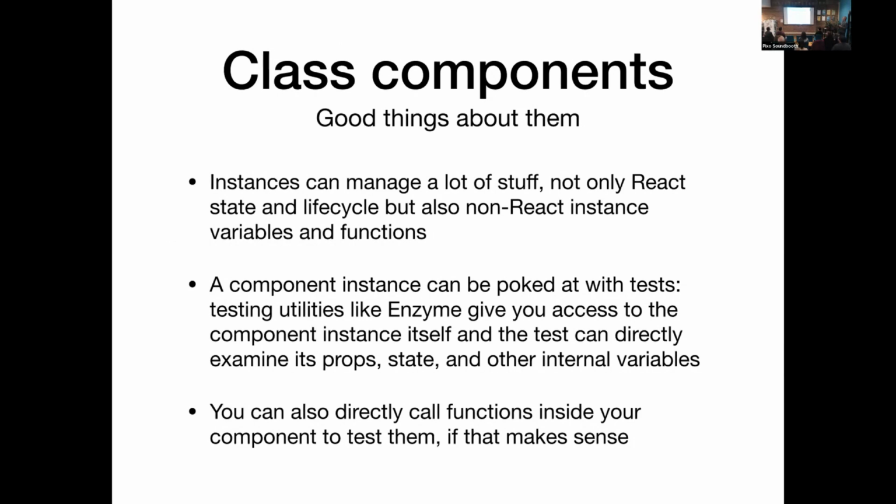So the good things about class components, we were sort of talking about: you can have instance variables, just this.xxx or anything that React isn't already using. You can manage a lot of stuff. What can be nice about them is if you're testing with something like Enzyme, you can poke at your component instance with tests. You can have Enzyme render your component, and then you get back the class instance in your tests. You can actually call the internal functions and do unit tests on them, which can be nice sometimes. You can poke at the state and the props directly. That can make tests a little bit easier. So they're a little bit easier to test.